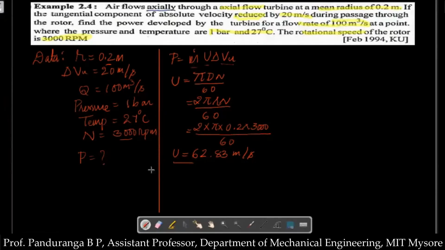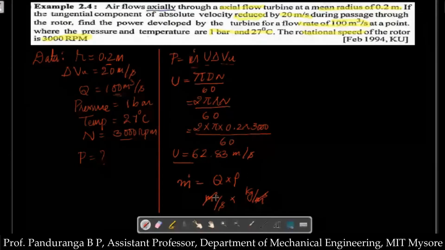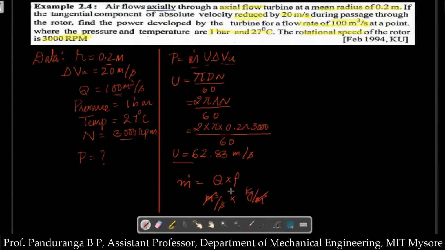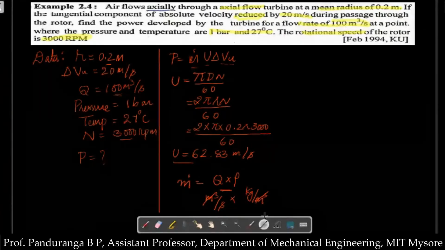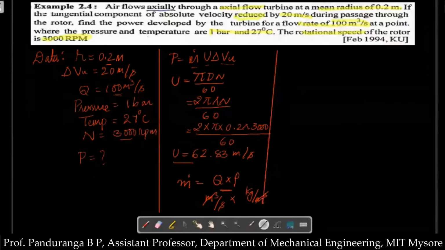Okay, now we know u. Now we need to find out the mass flow rate. And when the discharge is given in terms of meter cube per second, we know that mass flow rate will be equal to discharge into density, because the unit of discharge is meter cube per second and the unit of density is kg per meter cube. So here meter cube and meter cube will get cancelled. So we'll get kg per second, which is the unit for mass flow rate.